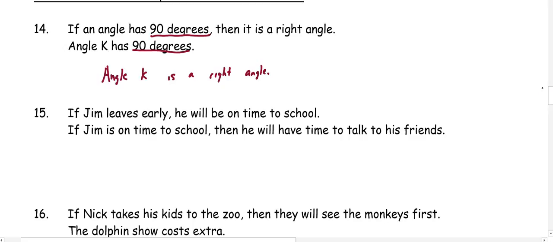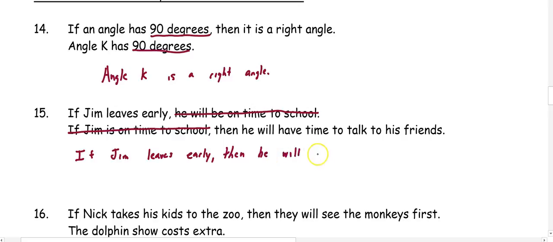If Jim leaves early, he will be on time to school. If Jim is on time to school, then he will have time to talk to his friends. So being on time to school was repeated. So we can draw a conclusion then that if Jim leaves early, then he will have time to talk to his friends.